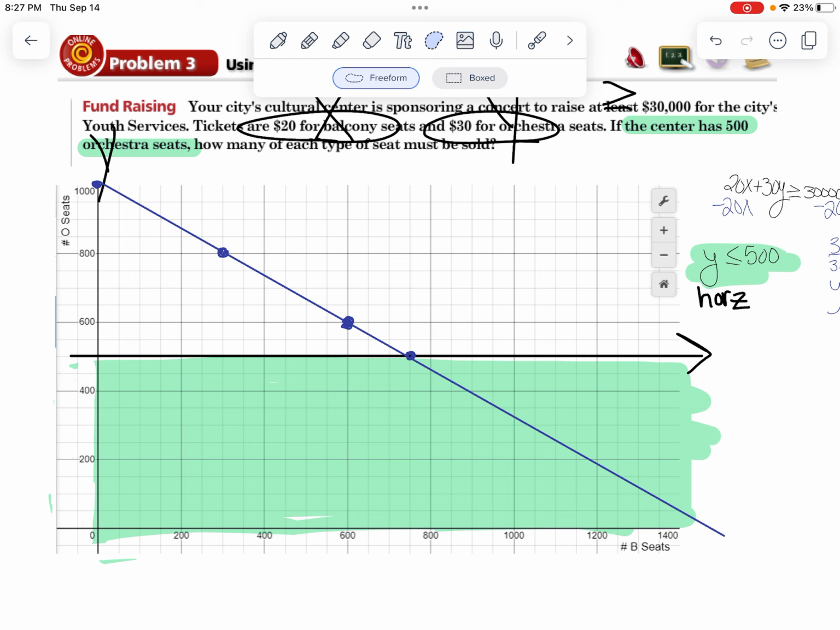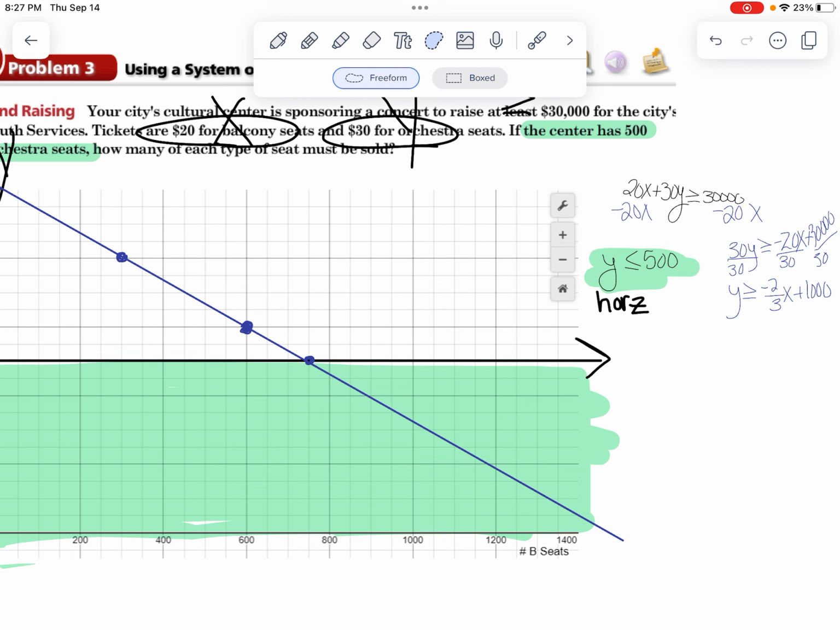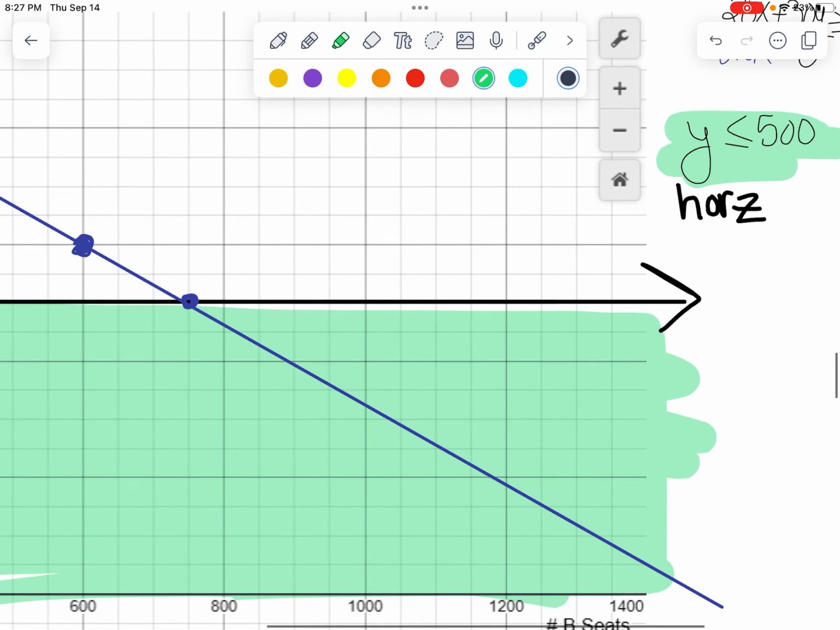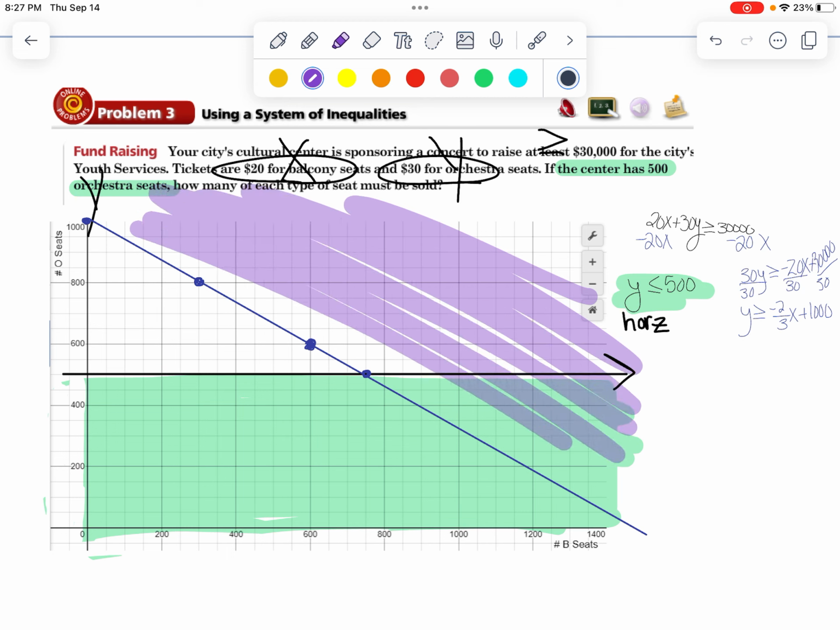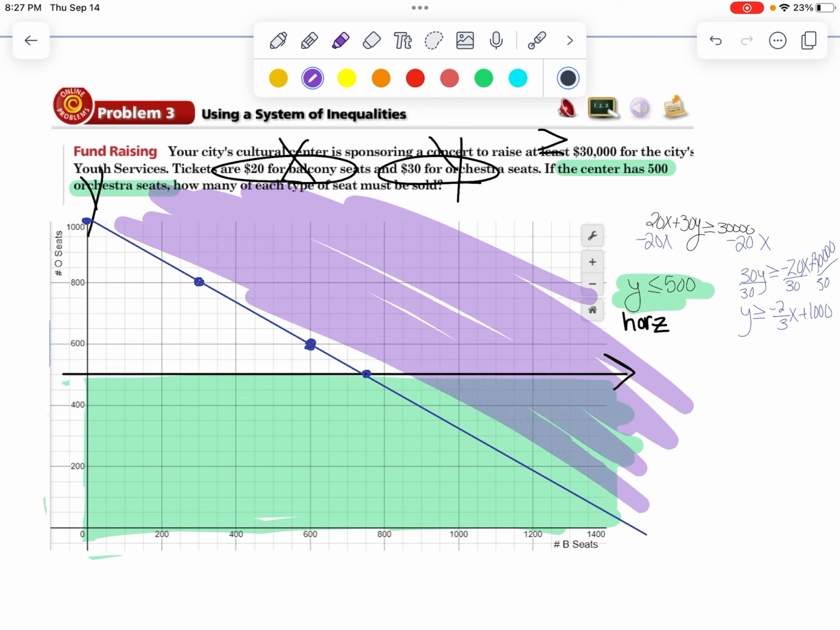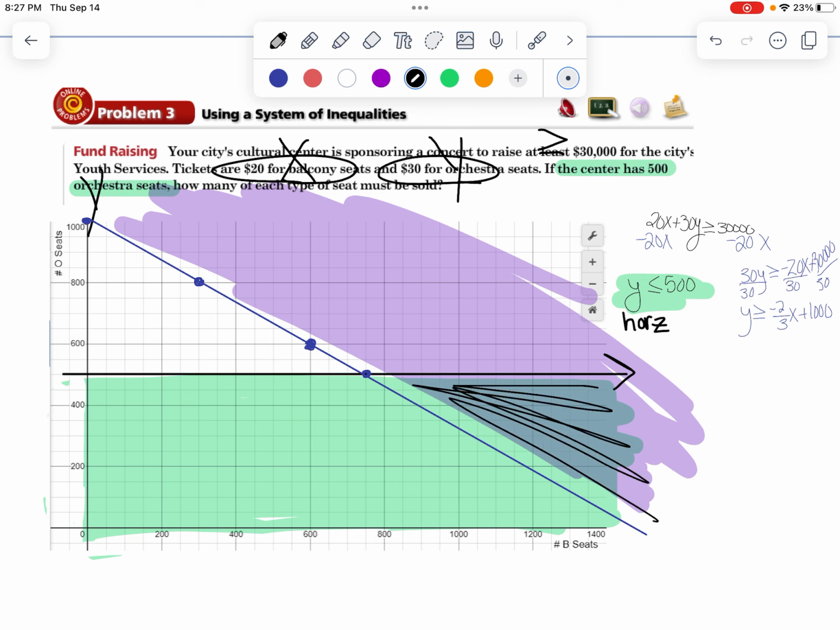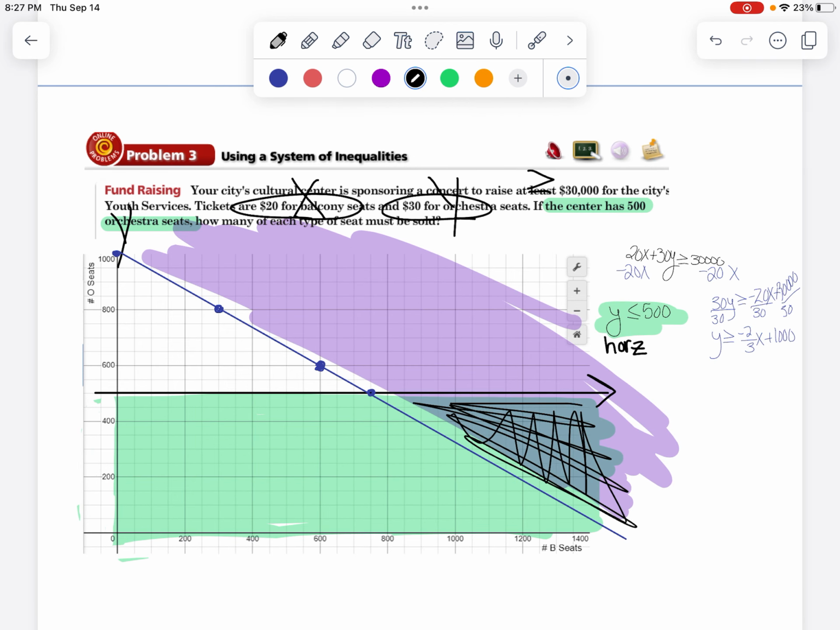Now that one was greater than or equal to, so anything, I want to change colors, anything in purple, greater than or equal to. So where's our solution set? And believe it or not, this was actually in Algebra 1. Where's our solution set? It's anywhere in this darkened area right here. So anything in that dark area I just shaded, that's a solution to both of my equations. And it says how many of each type of seat must be sold? Well, anything inside of there.